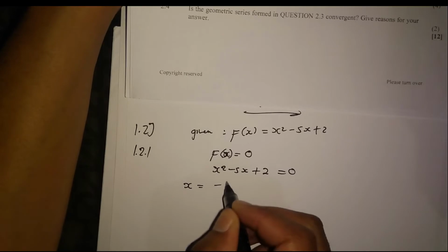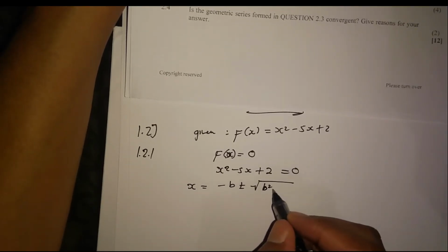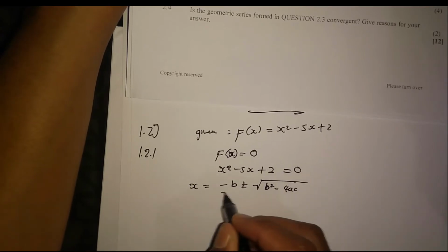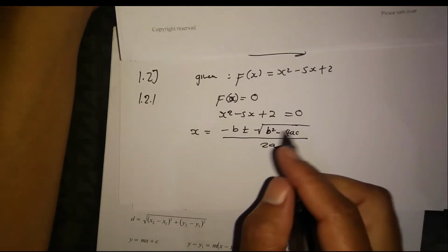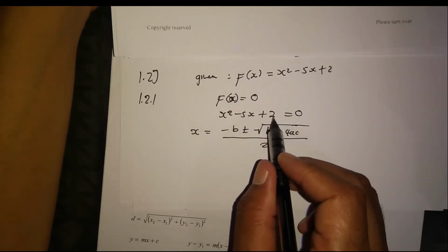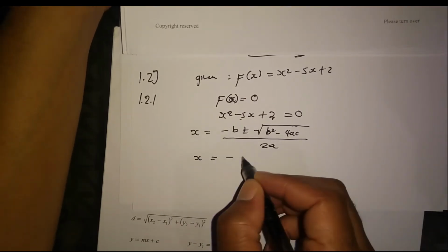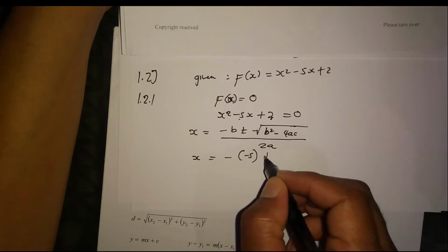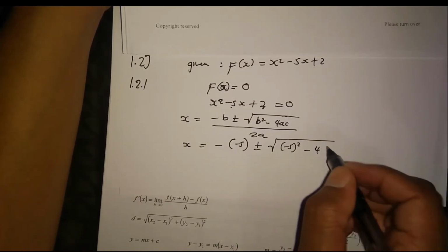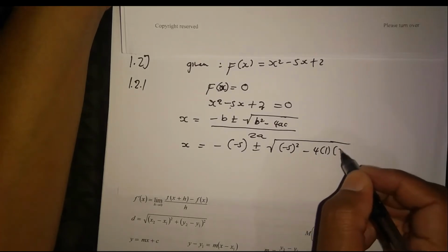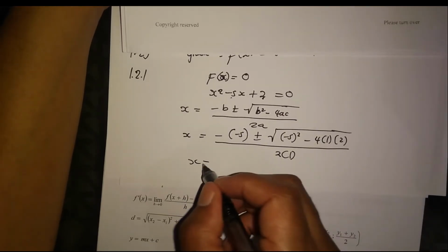x is equal to minus b plus or minus the square root of b squared minus 4ac, divided by 2a. So we use the quadratic formula, because factoring is not possible here. b is negative 5, plus or minus negative 5 squared, for a it's 1, c it's 2.